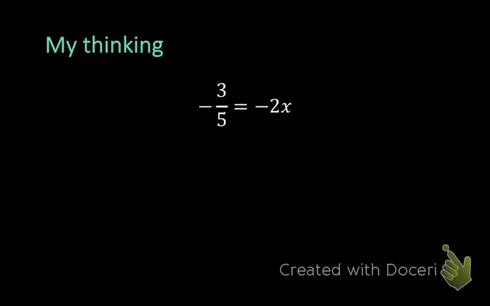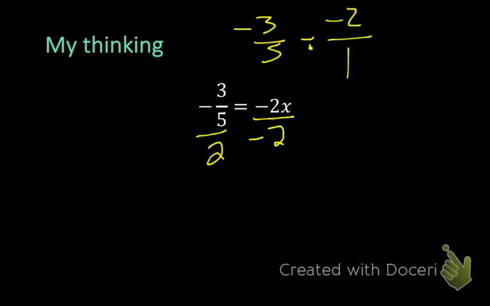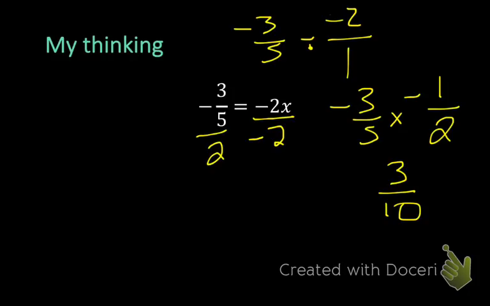Alright, so my thinking. One thing I could do here, I'm going to show you both ways. The first way is that I'm supposed to divide both sides by -2. So when I have -3/5 divided by -2, I multiply by the reciprocal. So it becomes -3/5 times -1/2, which becomes 3/10. Positive. So x is 3/10. That is one way to solve this.